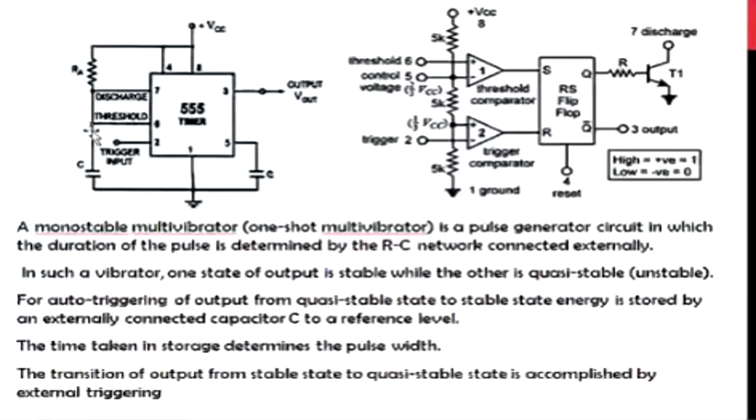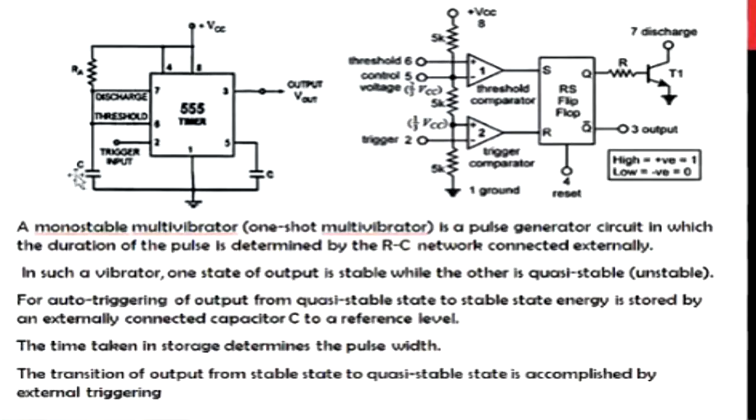So whenever this voltage has reached 2 by 3 VCC, that means the voltage at this threshold pin now becomes 2 by 3 VCC. So when it is going more than 2 by 3 VCC, the capacitor can charge up to plus VCC.